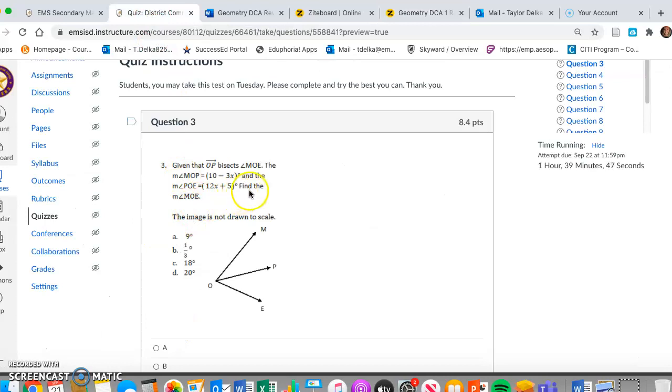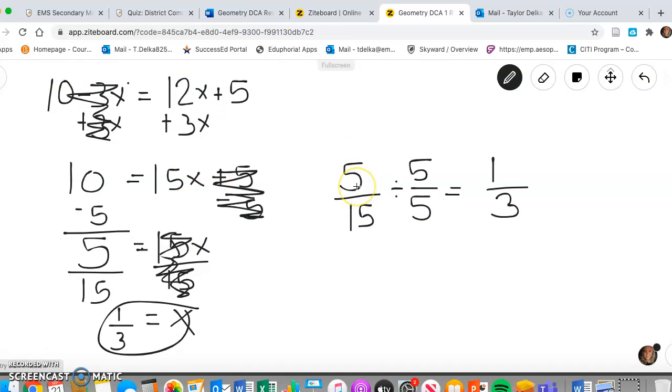It says find the measurement of MOE. Okay, so we're not done. They didn't say find x. They said find the measurement of the whole angle. So what we've got to do now is come back and plug in that 1/3, which as much as I want to do that, that's very time consuming.